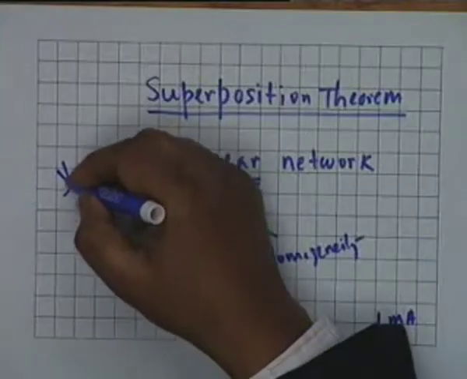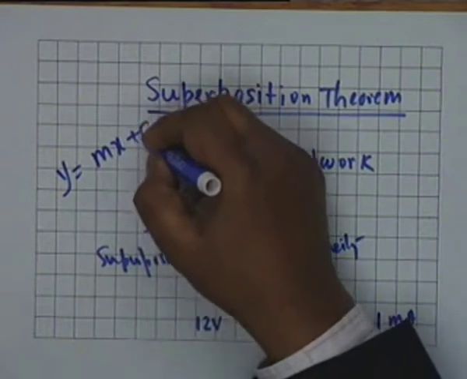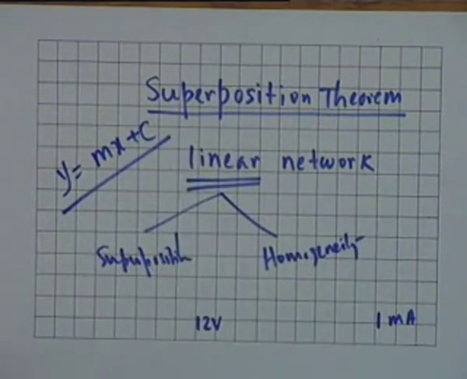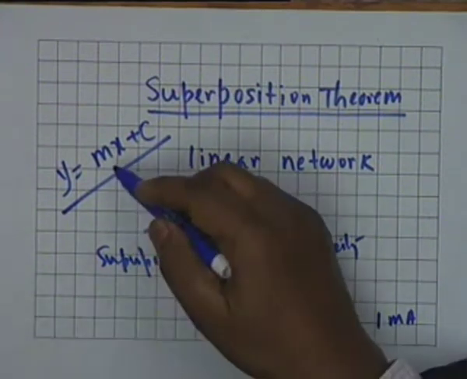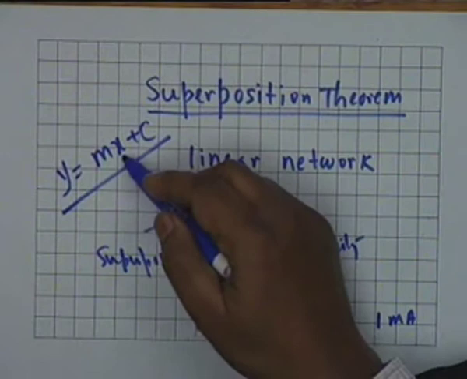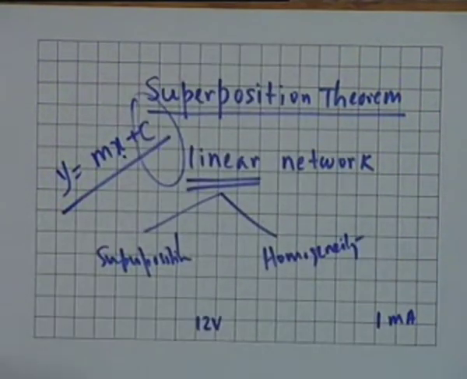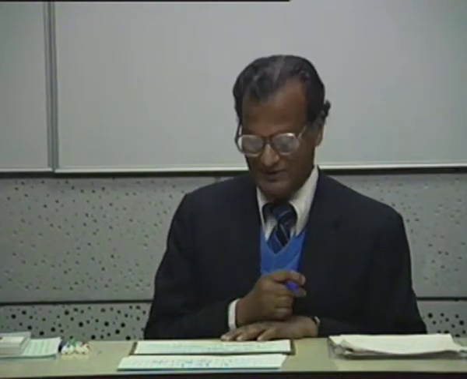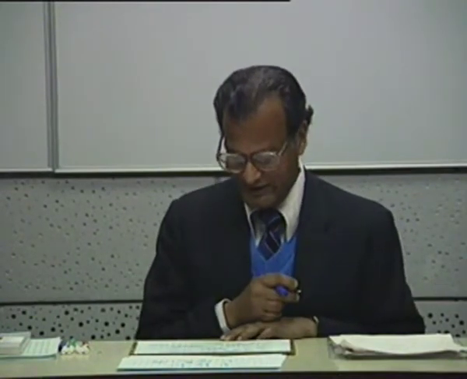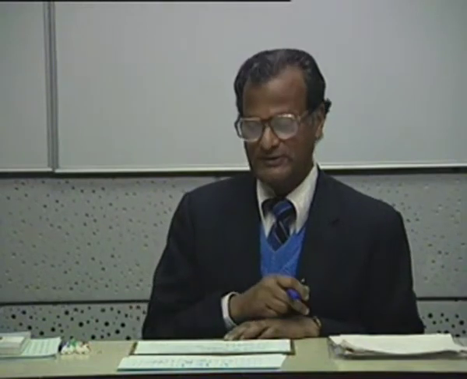For example, y equal to mx plus c, although it is an equation of a straight line, does not represent a linear network because it does not pass through the origin. When x is 0, y is not equal to 0. The presence of this constant c makes a difference. An initially charged capacitor again is not a linear system, as you shall see later, but let us not go further into this. Let us concentrate on superposition.